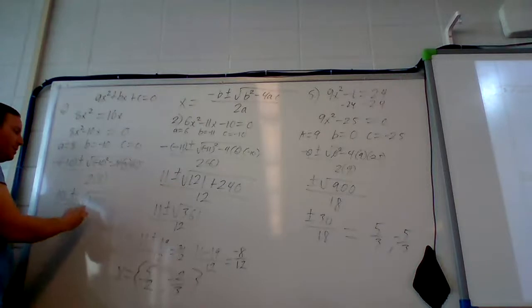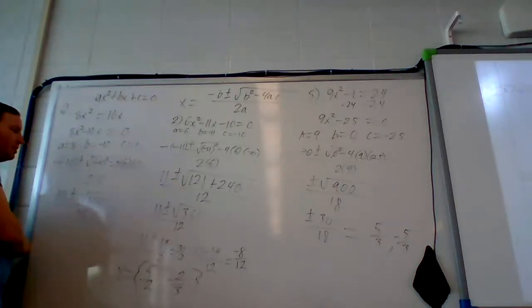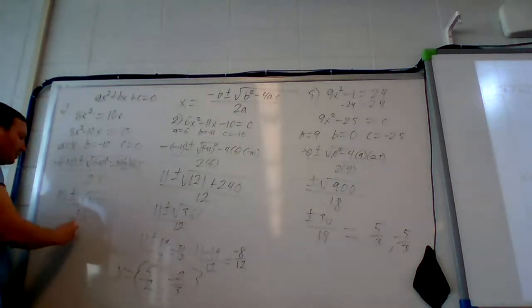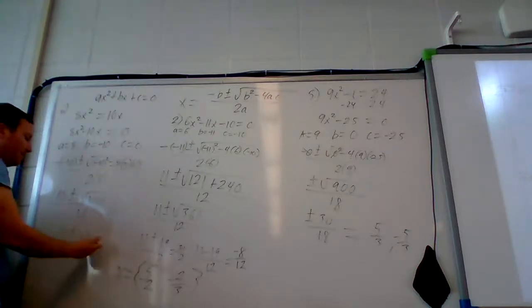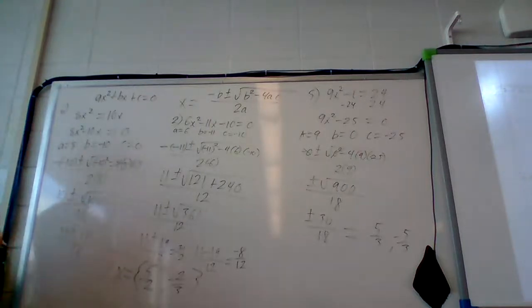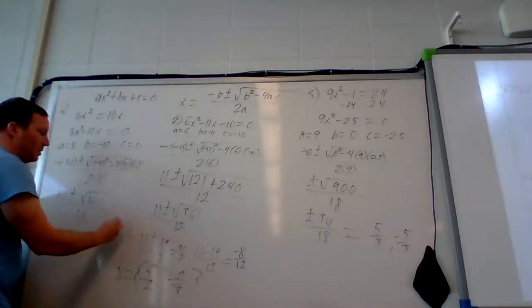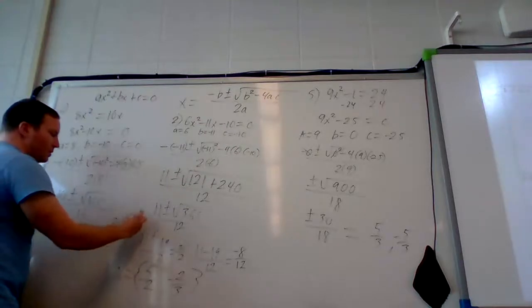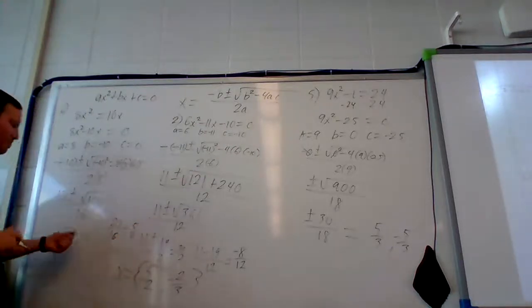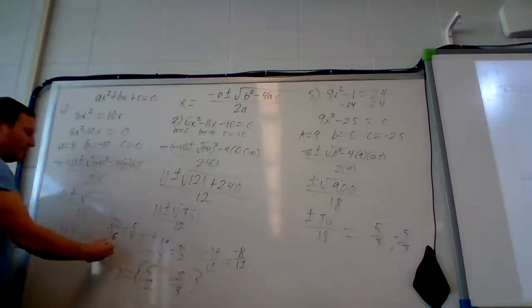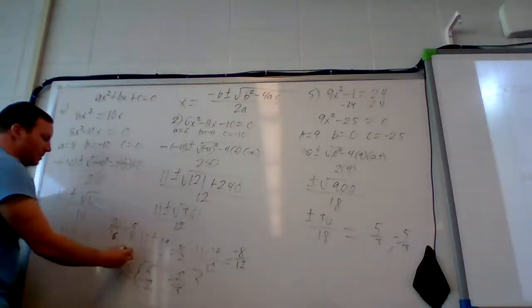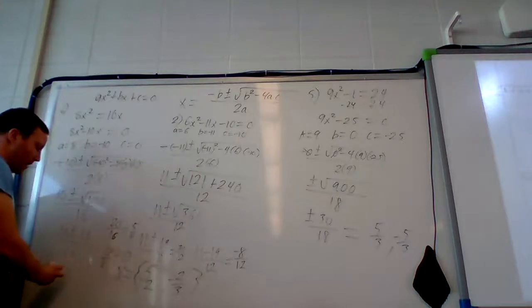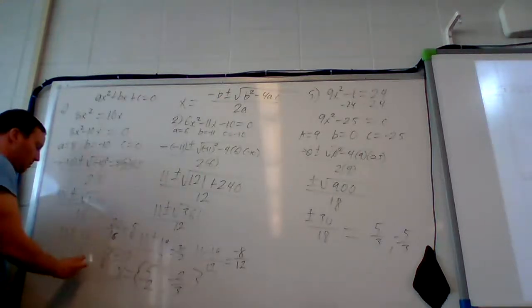The square root of 100 is 10, which takes us right back to 10. So we have 10 plus or minus 10 over 16. 10 plus 10 gives us 20, divided by 16, which reduces down to 5/4. And then 10 minus 10 is 0 over 16, which is equal to 0. So x equals 5/4 or 0.